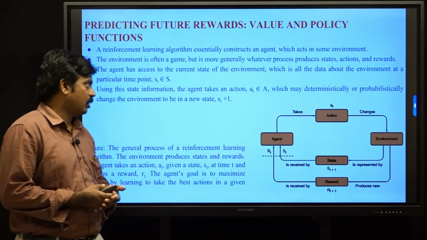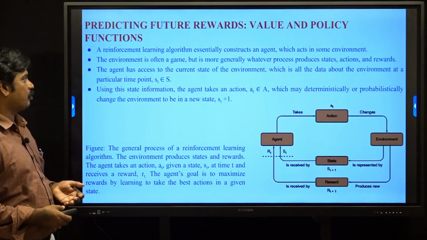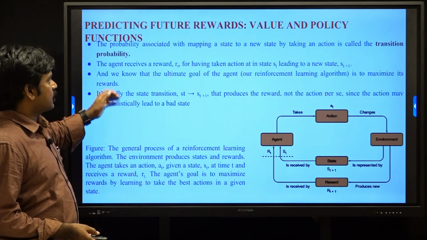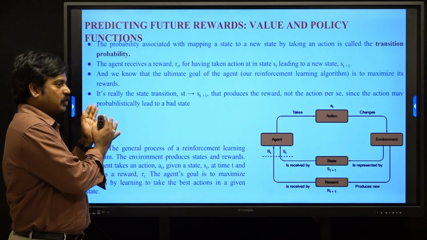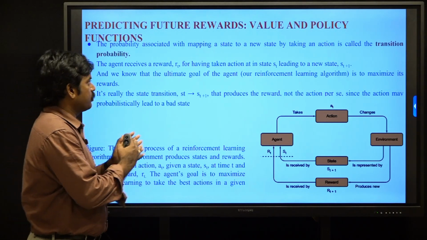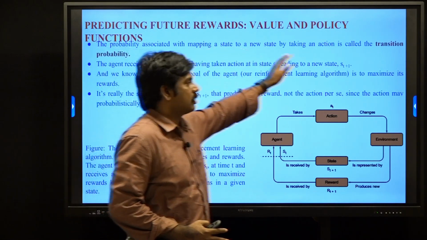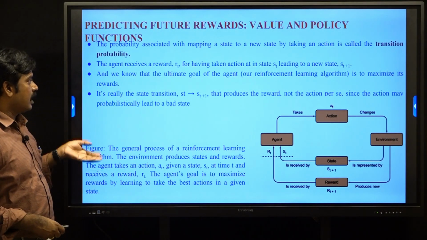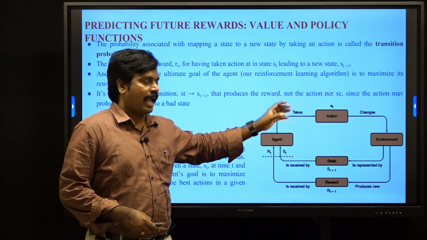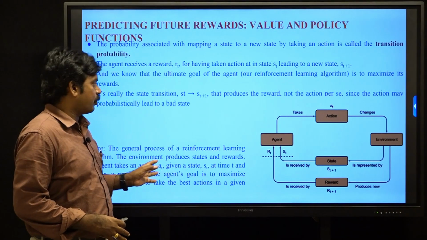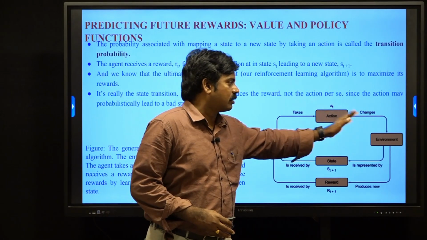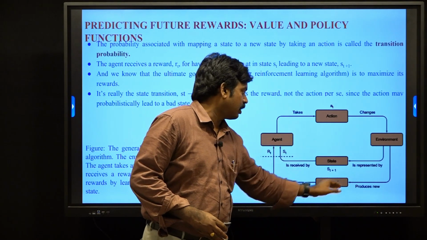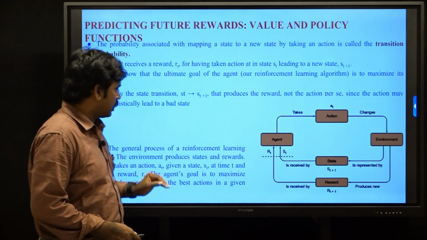some other state. The probability of state transition, meaning the mapping from one state to another state, is called the transition probability. This transition probability produces the rewards, not the actions. So in the general process of reinforcement learning, the agent applies an action on the environment in a particular state, and the environment produces the new state and rewards for the agent. This is the general process.